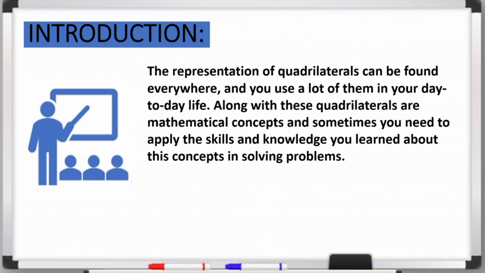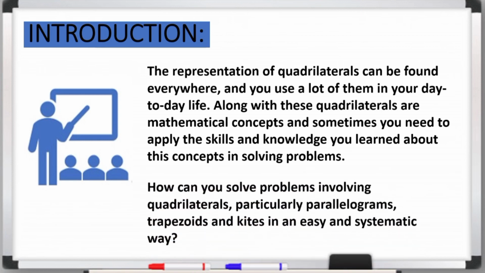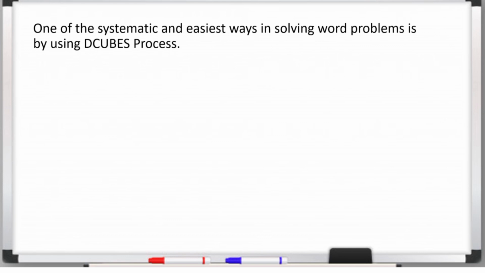The representation of quadrilaterals can be found everywhere, and you use a lot of them in your day-to-day life. Along with these quadrilaterals are mathematical concepts, and sometimes you need to apply the skills and knowledge you learned about these concepts in solving problems. How can you solve problems involving quadrilaterals, particularly parallelograms, trapezoids, and kites in an easy and systematic way? One of the systematic and easiest ways in solving word problems is by using D cubes process.